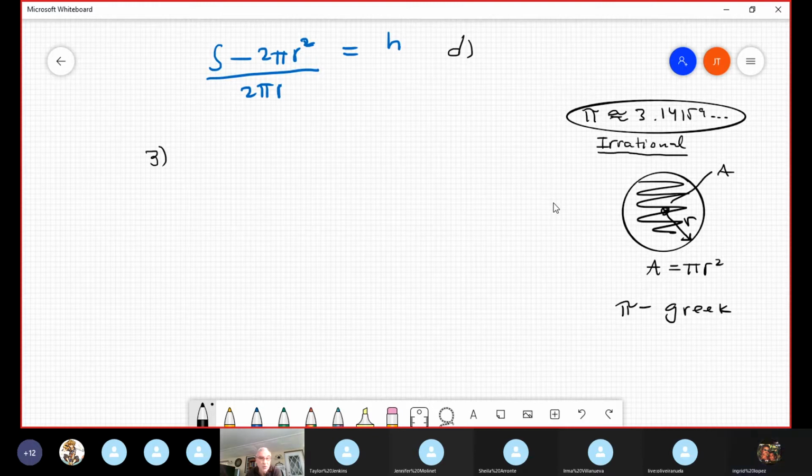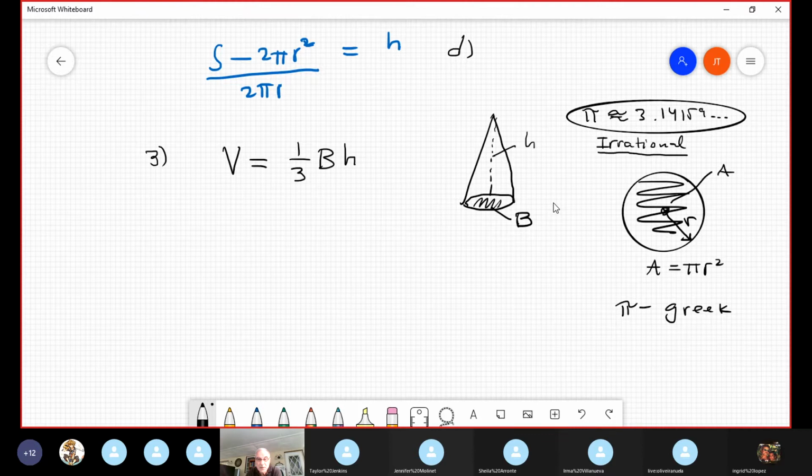Number 3, volume. Volume of the cone: 1/3 capital B H. This is a formula in geometry, again, of the volume of the cone, a circular cone. This is the area of the base, capital B, and this is the height, H. And volume is the space inside the cone, like liters of water, or ice cream, whatever you want.